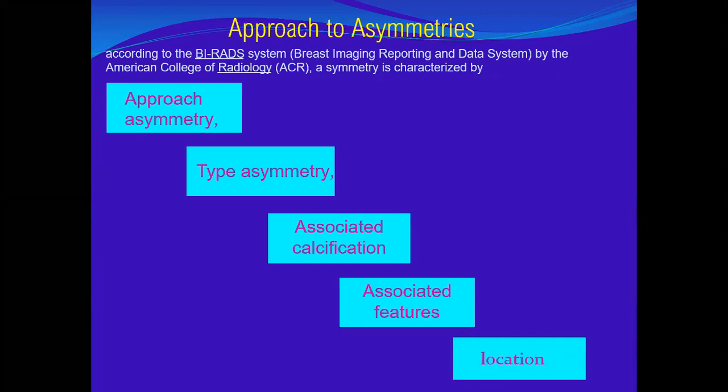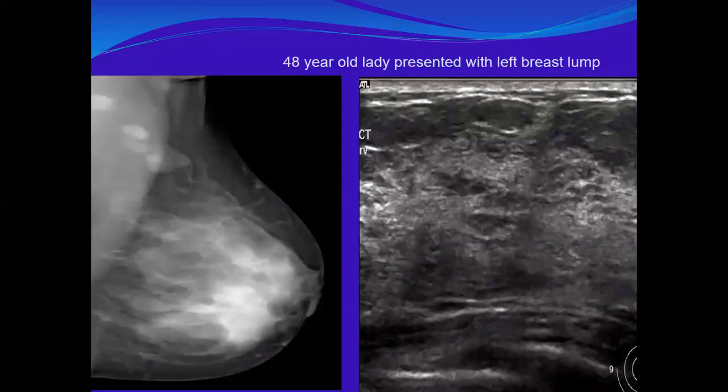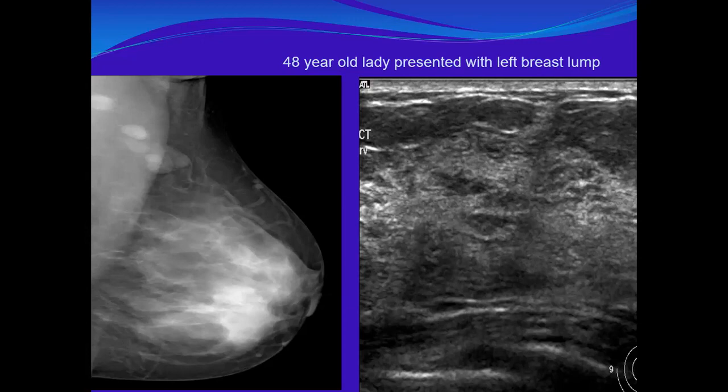See, this is the descriptor regarding the asymmetry. This is our patient, a 45-year-old lady presented with left breast lump. This is the mammogram and this is the ultrasound. In the mammogram, in the lower part of the breast, between the anterior and middle thirds, there is an area of focal asymmetry.